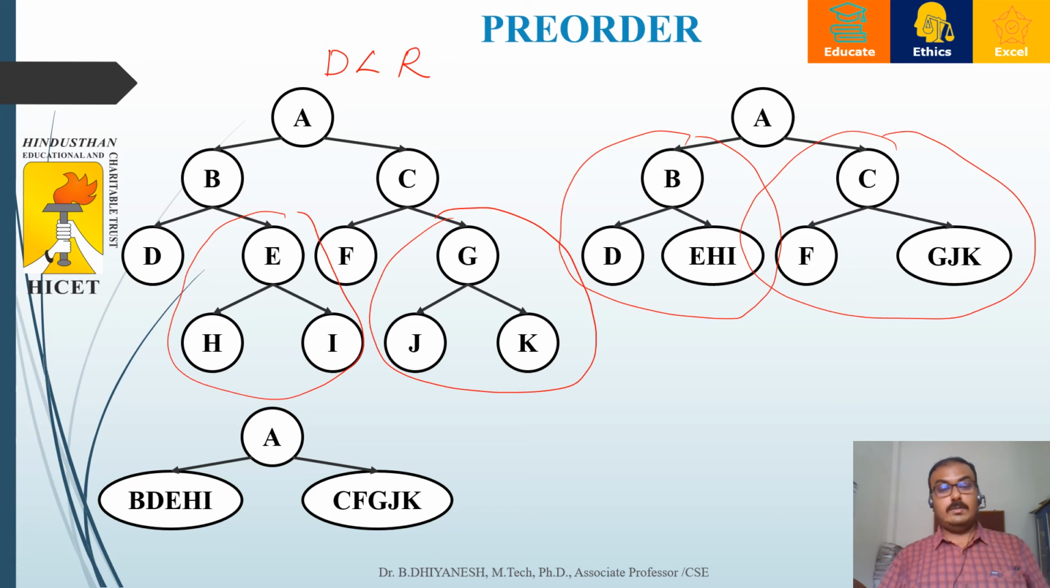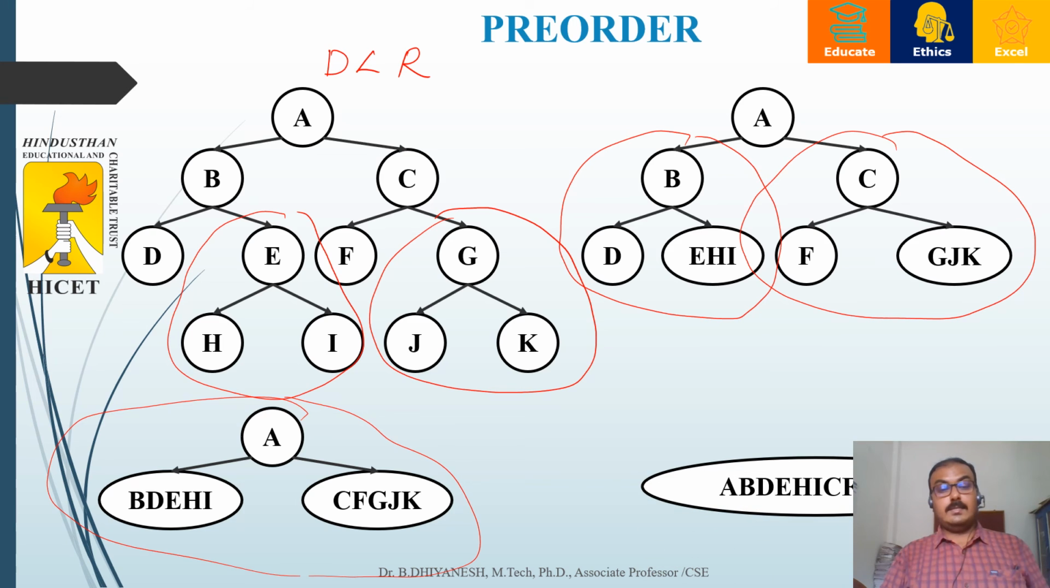Now we need to solve this entire tree. If we solve the entire tree, our answer is root node A, then the left subtree B, D, E, H, I and the right subtree C, F, G, J, K. So A, B, D, E, H, I, C, F, G, J, K.